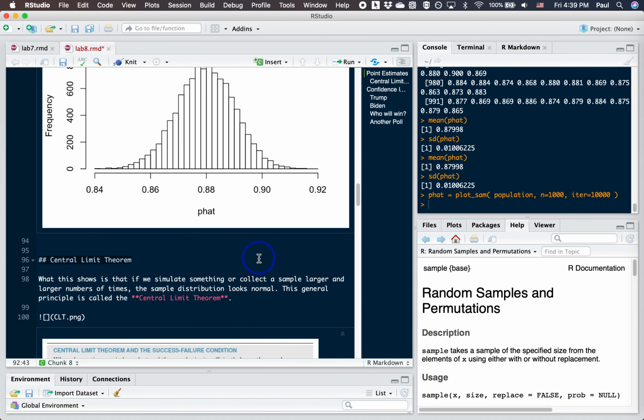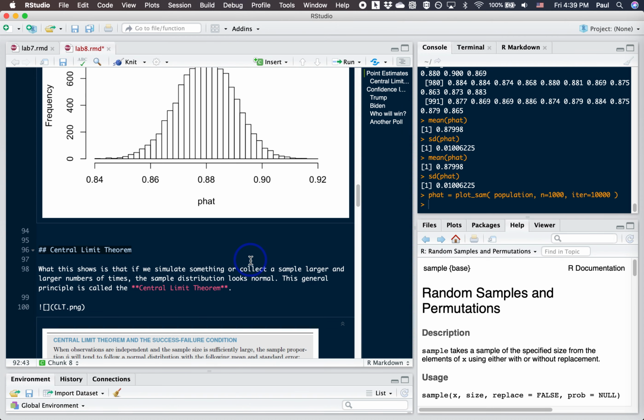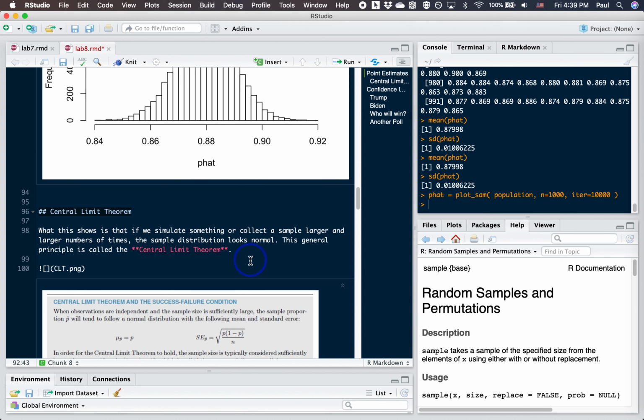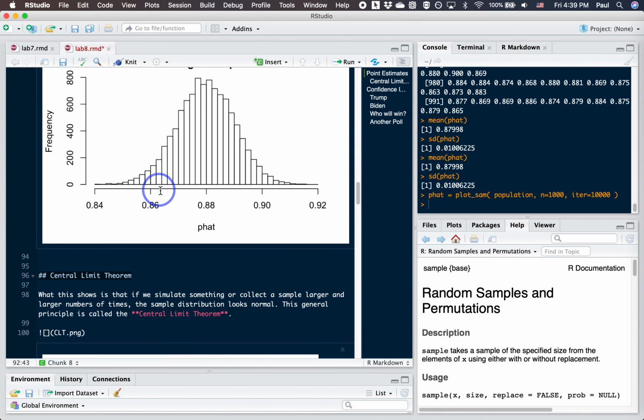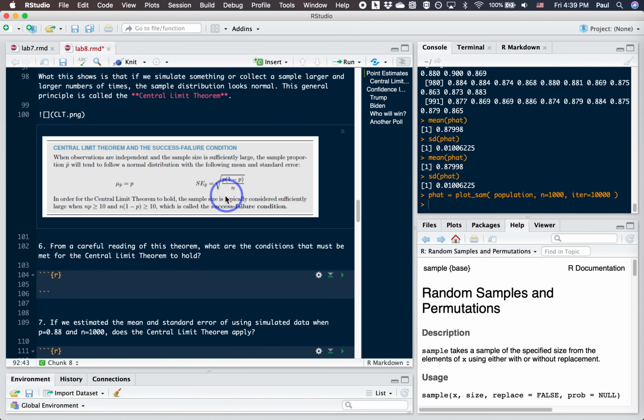So this is actually an illustration of what's called the central limit theorem, which says the more observations you observe, and if your sample size is large enough, the sample proportion will tend to follow a normal distribution, which is what we saw here, and the mean will be the actual population mean. The mean of all your samples is the actual population mean, and the standard deviation, which is called the standard error, follows this formula.